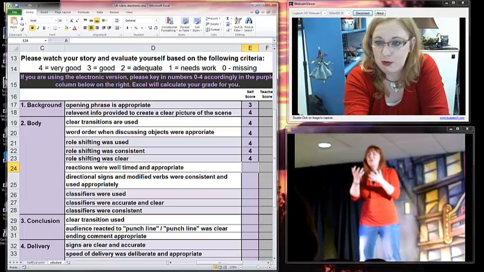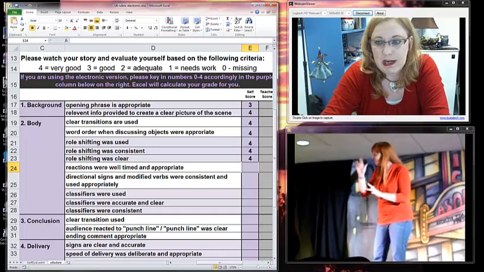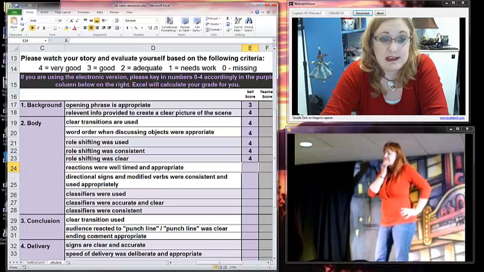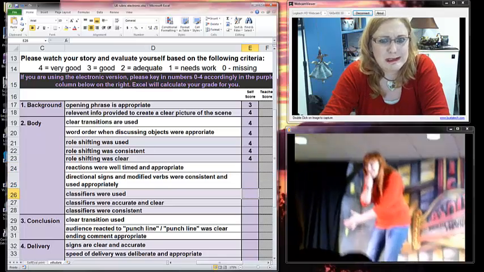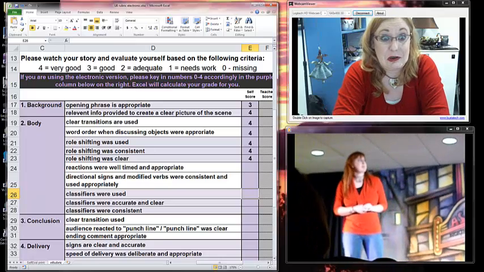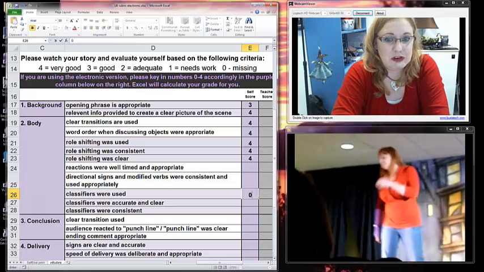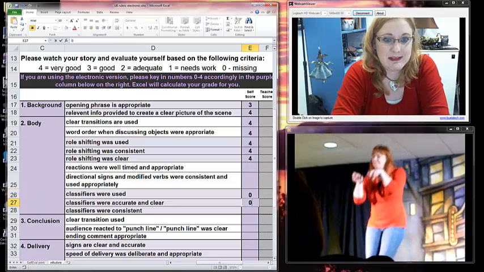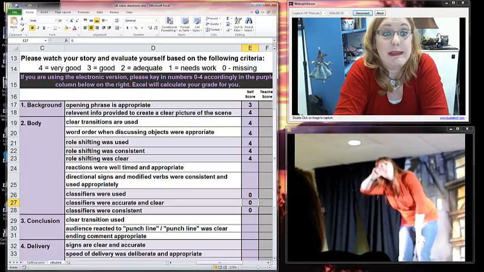But you see how I'm doing it is that I'm just watching, and then going right to my rubric, and I'm responding as I see. Okay, so let's say that I didn't use any classifiers at all, or hardly any classifiers. So that was gone, let's say. So then that would mean that it's not accurate and it's not consistent because they weren't there, right?